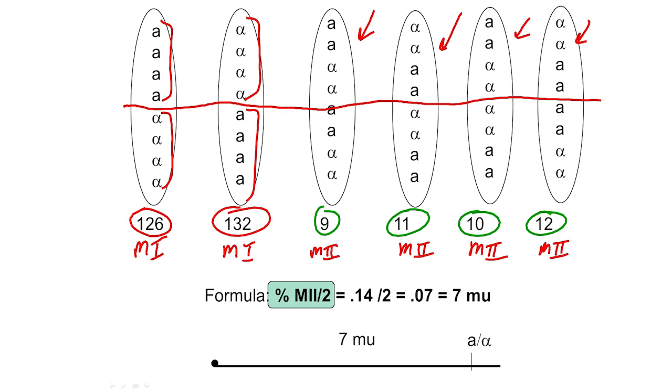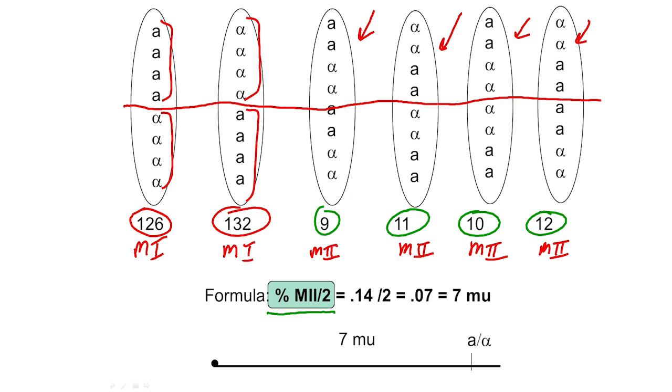What is it that we do whenever we want to map a gene? We say, look, how many recombinants are there divided by the total? So that's what we're going to do here, but you've got to be a little bit careful. The formula is this: the percentage of M2 asci divided by 2. I'll explain why that is in a second. Some of you may already see it. But first, do the math.